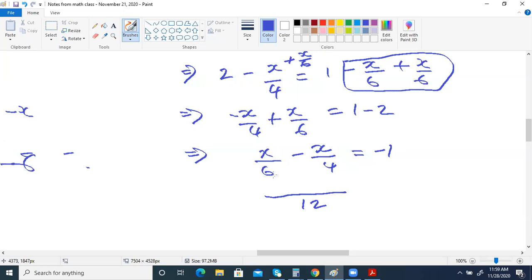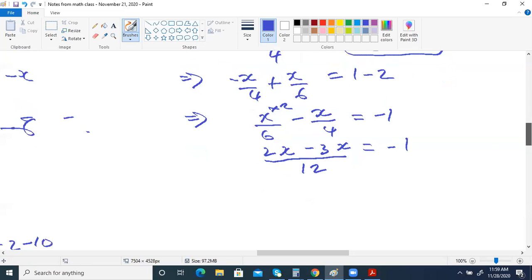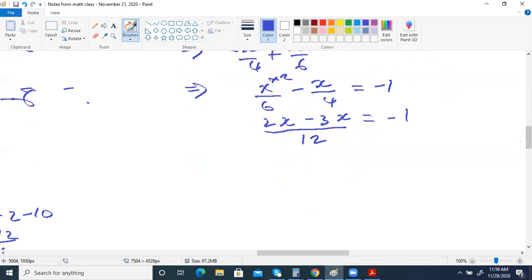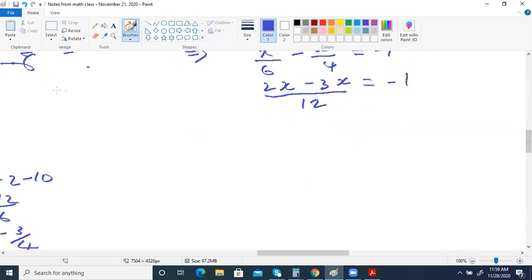So 12, so 6 into this, 2, so you have 2x, and 4 into that, 3, so you have minus 3x, right? So as I said before, in this question you could have factored out the x and simplified the fractions, but more likely it would have worked out to the same process. So you don't have to worry. So this works out to that, you see that?